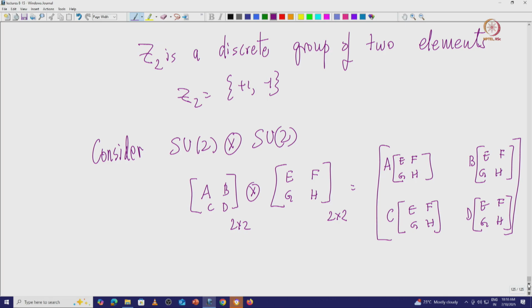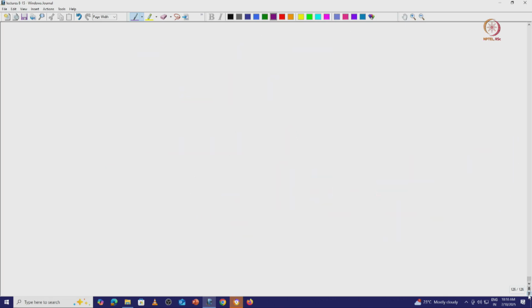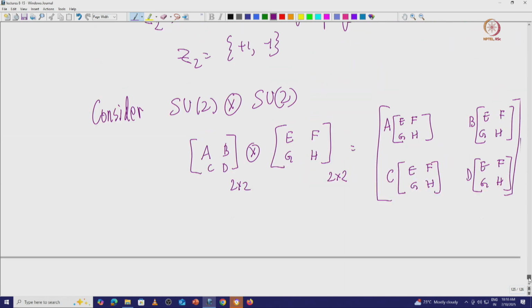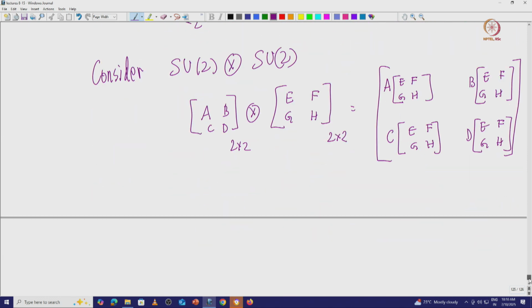Now let's look at the generator level essentially. The generators of SU(2) are sigma matrices.